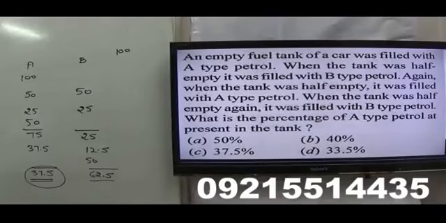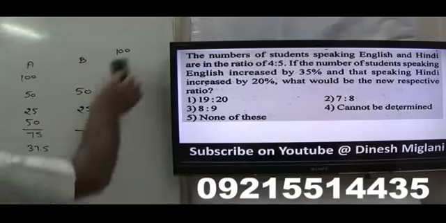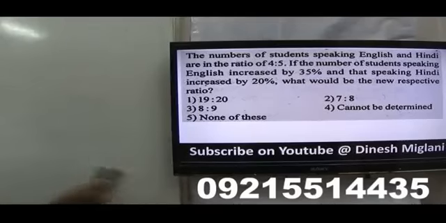That becomes my answer. I hope the idea is clear. Let us take the next problem here. Just try to read it. Number of students speaking English and Hindi are in the ratio 4:5. If the number of students speaking English increased by 35% and speaking Hindi increased by 20%, what will be the new respective ratio?